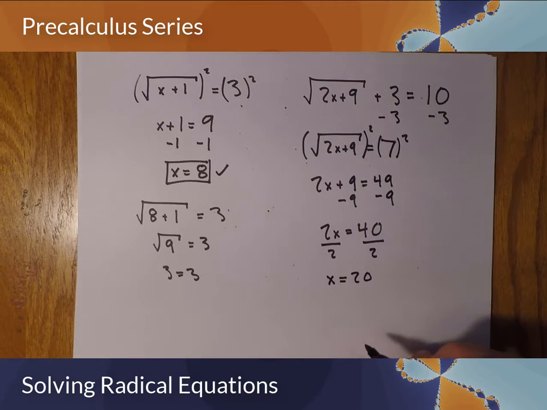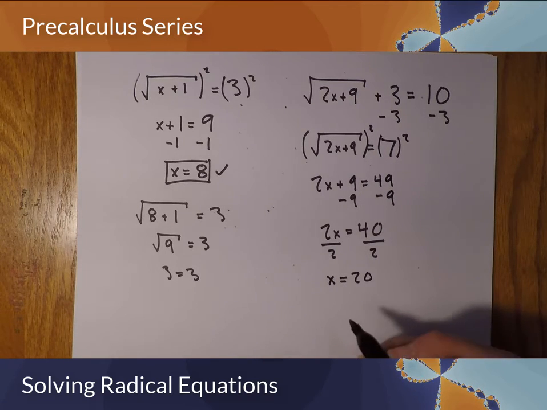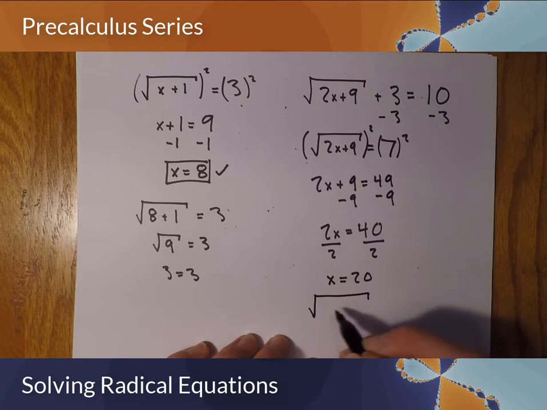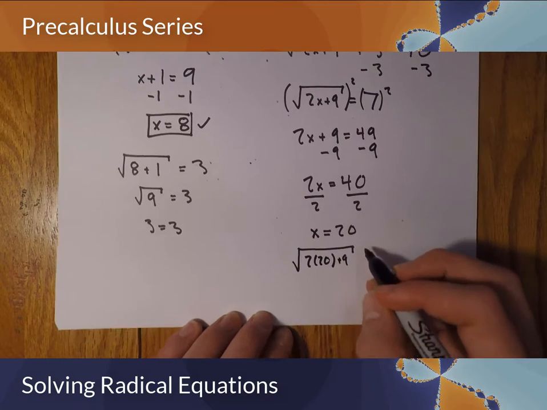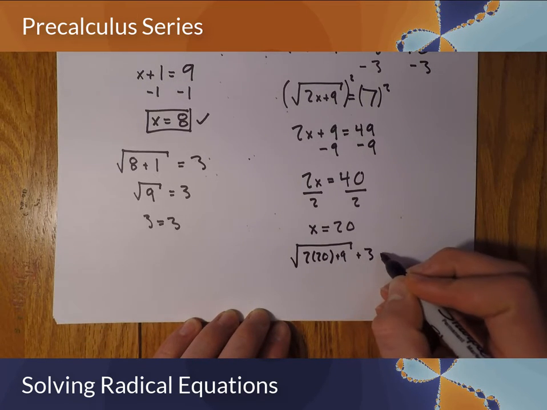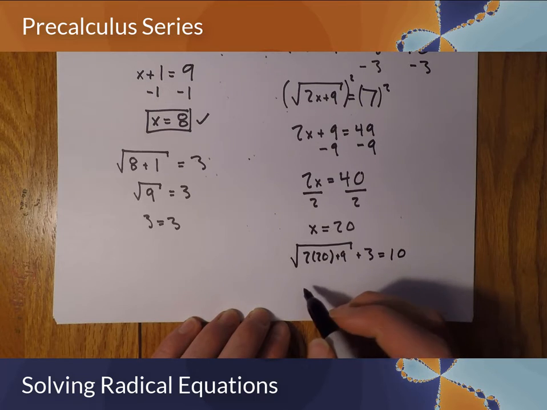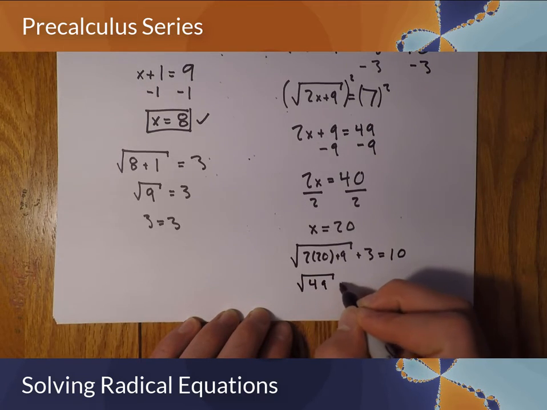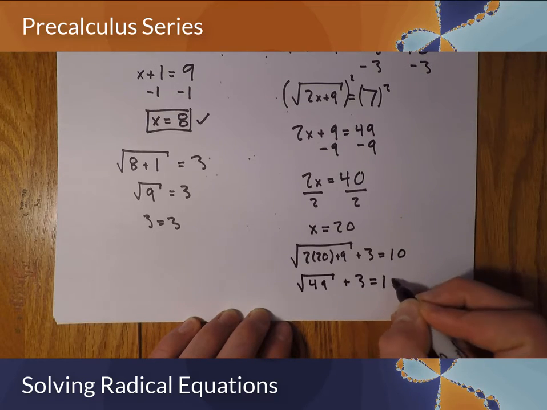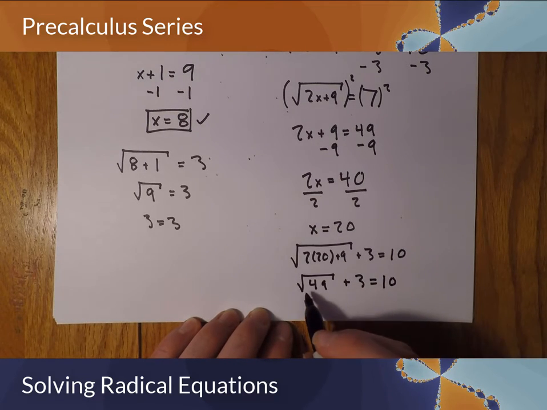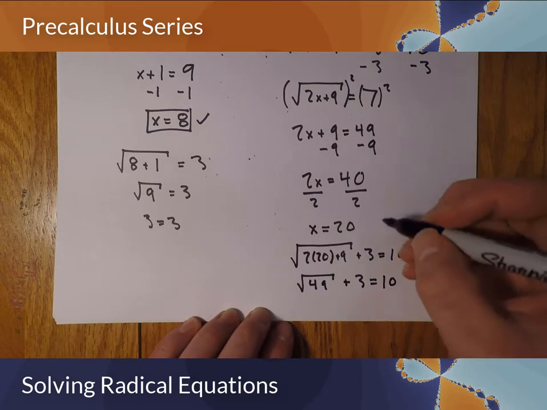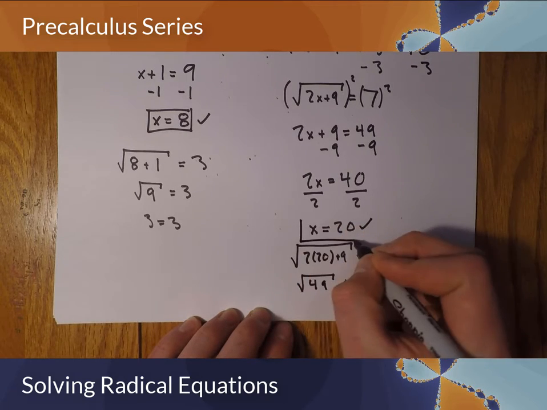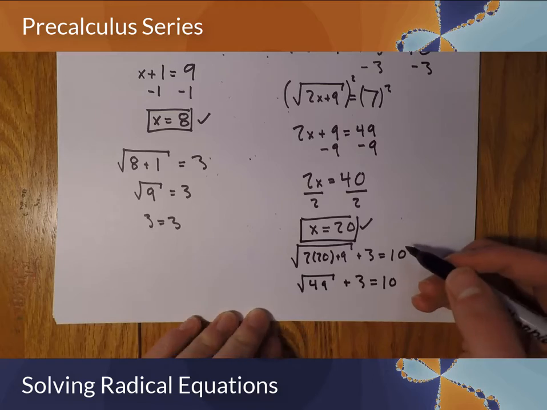And so now we can just sub this back into the equation and verify we actually have a solution. So let's see. So the square root of 2 times 20 plus 9, plus 3 equals 10. So we have the square root of 49 plus 3 equaling 10. And we can see that the square root of 49 is 7. So the square root of 49 plus 3 is equal to 10. So we do know that x equals 20 is a real solution.